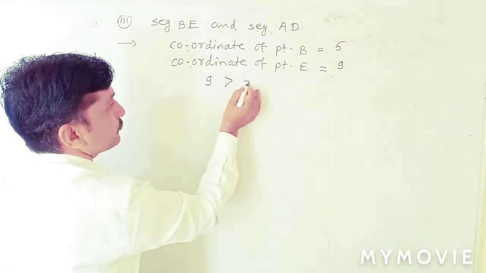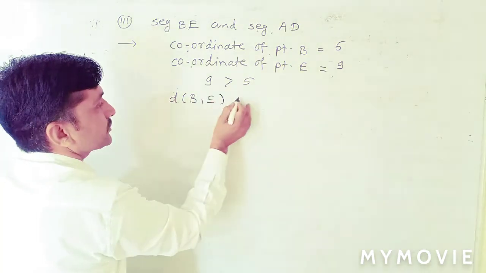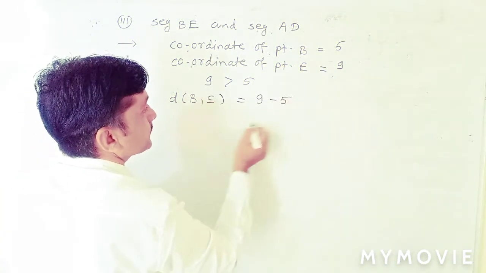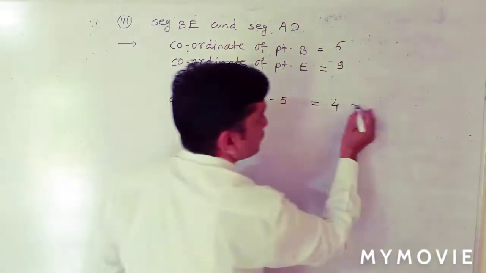9 is greater than 5. Therefore distance BE is equal to 9 minus 5, and its distance is 4. Give here number 1.